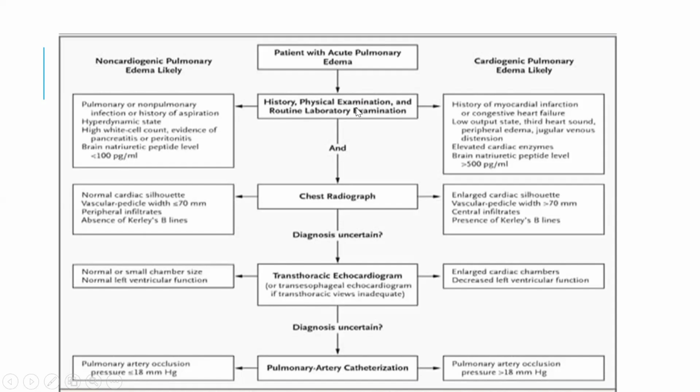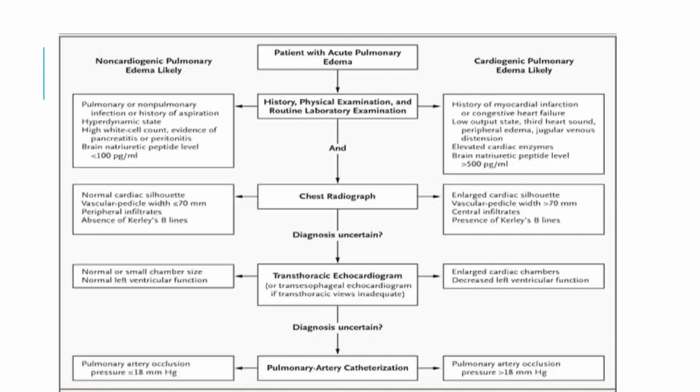Okay, so this table shows you how to approach a patient with B lines on lung ultrasound that is representative of pulmonary edema. So patients with acute pulmonary edema, you want to find out, is it non-cardiogenic, like I mentioned, or cardiogenic pulmonary edema? So you follow through this. Look at the history. Look at the chest X-ray.